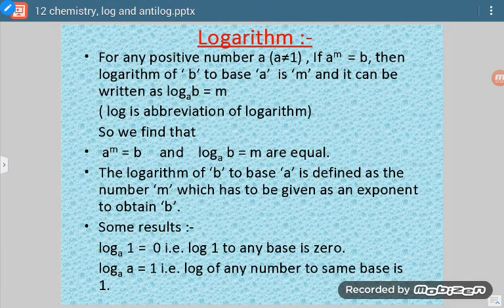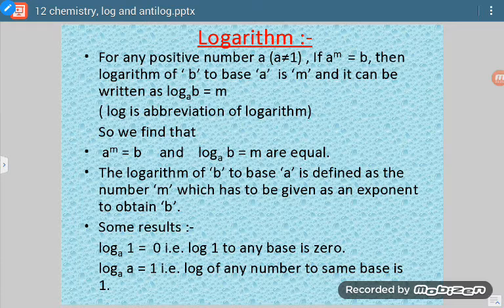Now first of all, let us understand what is the definition of logarithm. For any positive number a, not equal to 1, if a raised to power m is equal to b, then logarithm of b to base a is m. It can be written as log of b to the base a is equal to m. Log, L-O-G, is the abbreviation of logarithm, so we don't write the word logarithm, we just write log.